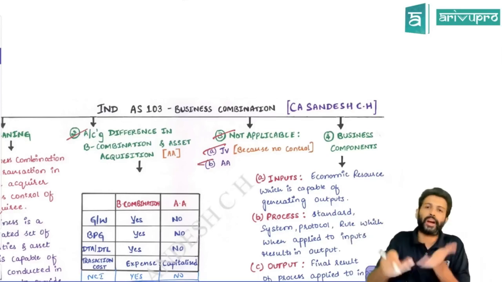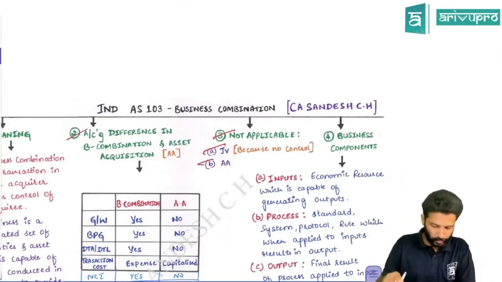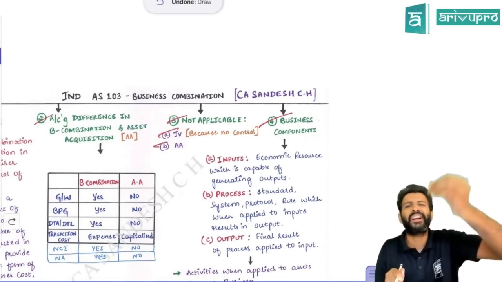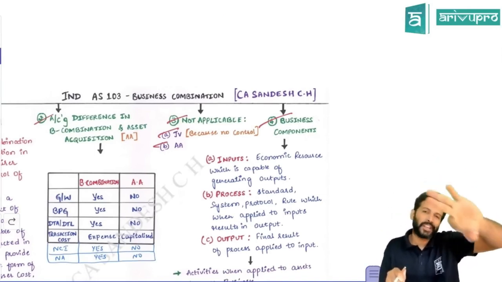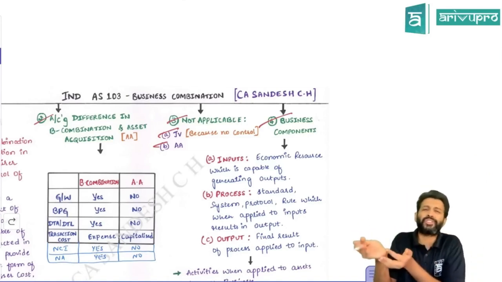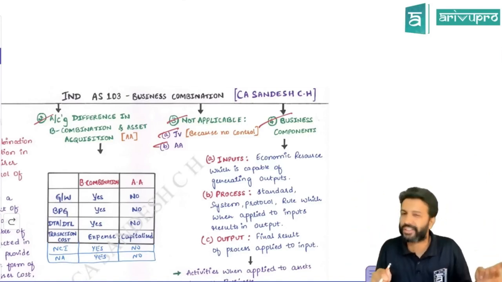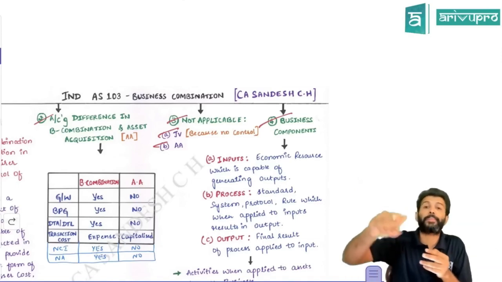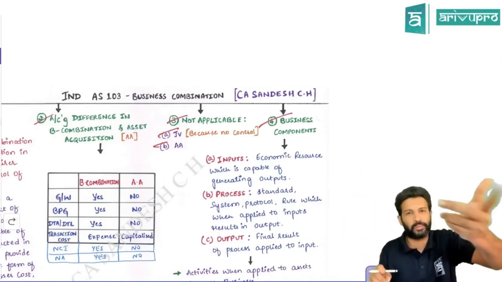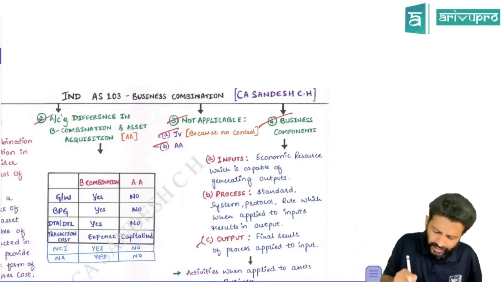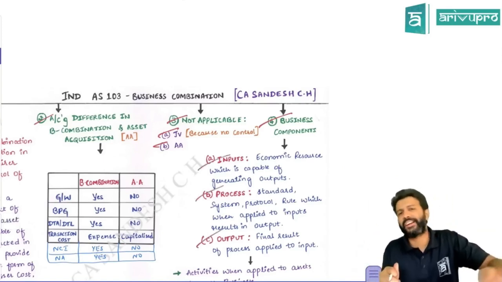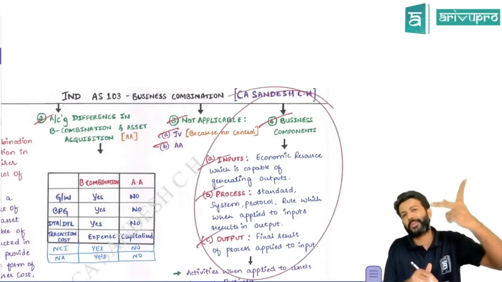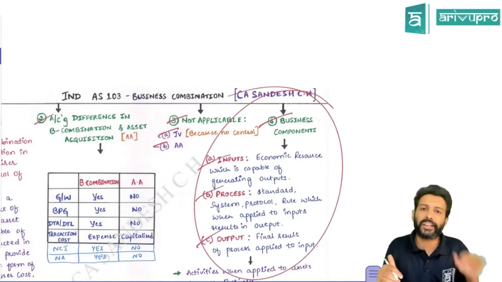For asset acquisition also, you can't apply IND AS 103 provisions. Okay. And business components: if you want to call it a business, it should ideally have three components. One is input, substantial process, and output. Input is your resources like plant and machinery, intangible assets, etc. Process is the protocol which you have to use to develop the final product, whatever product that you're selling. Output is finally what you're going to sell, right? If you're a calculator dealer, the final calculator we call the output. So for it to be a business, there has to be an input and there has to be a substantial process which is capable of generating the output.